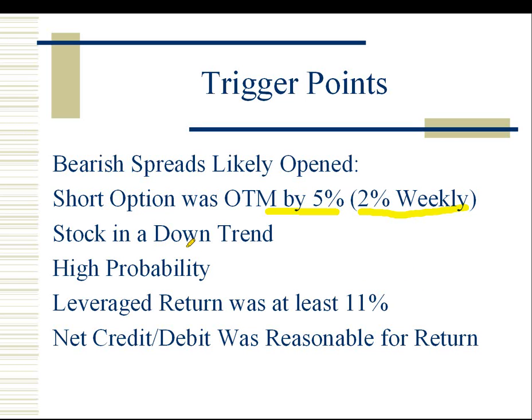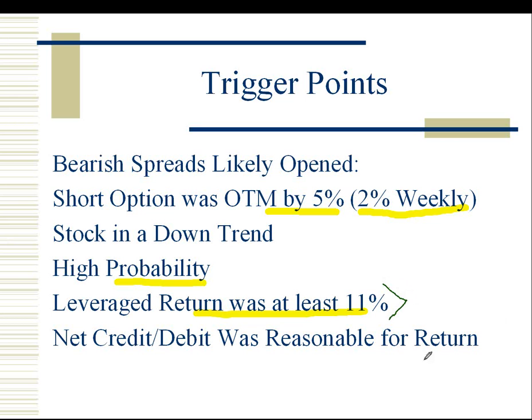We'd want to identify a stock that's currently in a downtrend, maybe below its 20-day or 50-day moving average. And we want a reasonable probability in a bear call spread, for example, that the stock would stay below our short call strike price. Now, a leveraged return of at least maybe 11% or so. It doesn't have to be that. You might be more conservative and look for a higher probability, and you're perfectly fine with a 5 or 6% return. That's a safer way to go if the credit matches your trading plan.